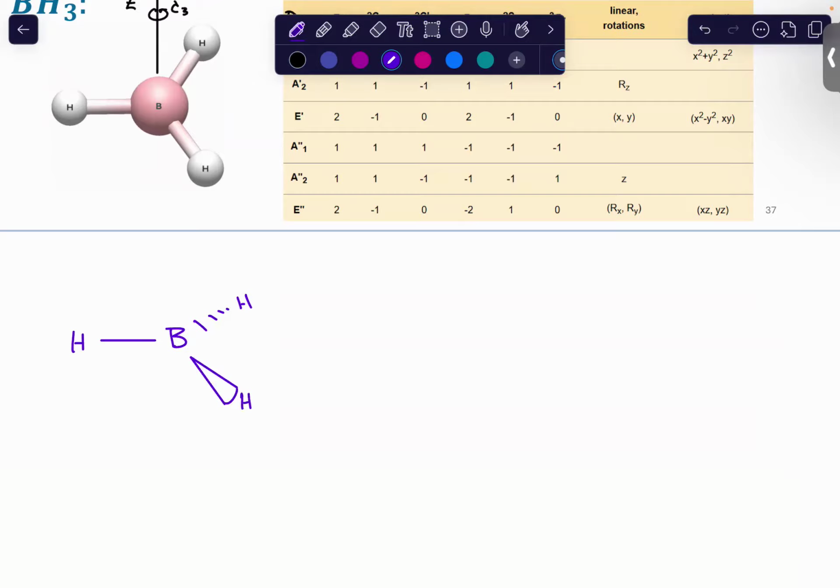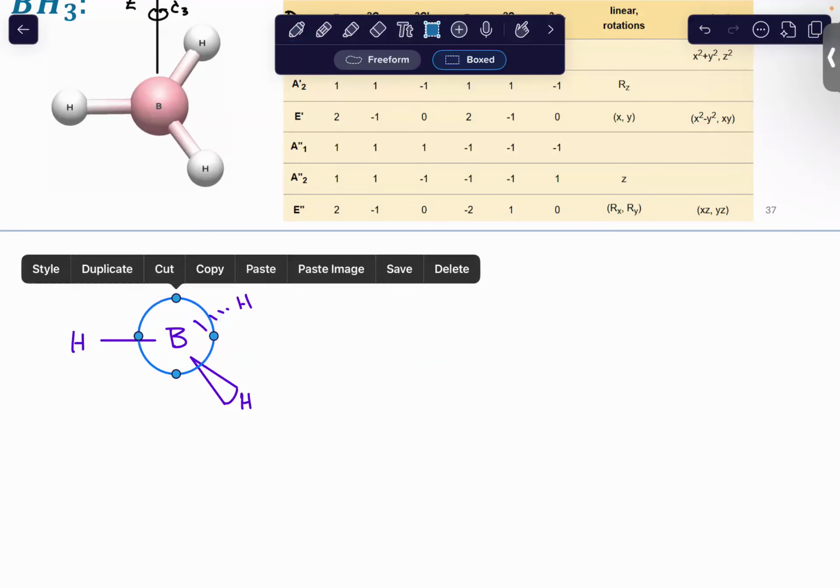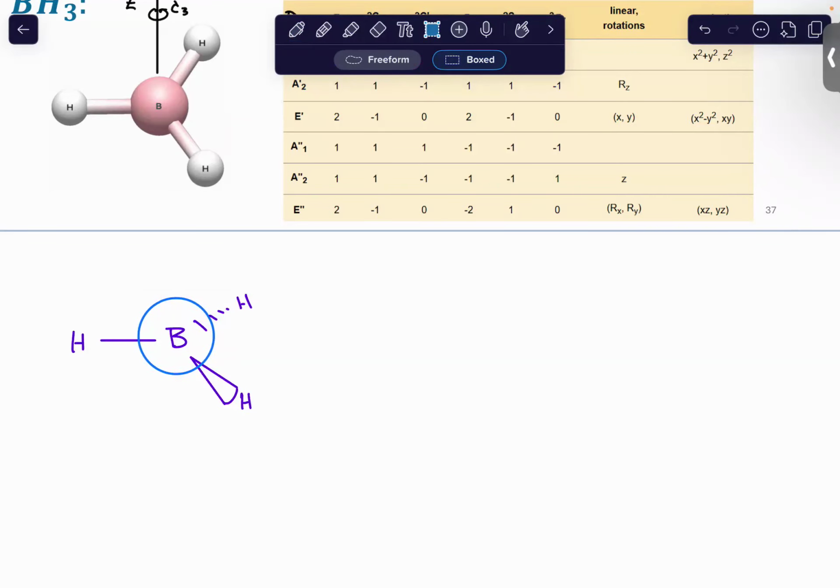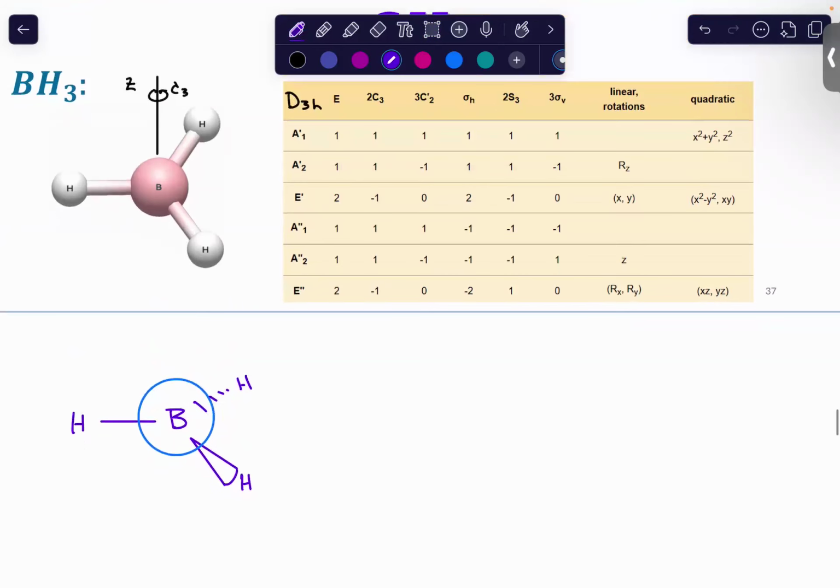Okay, and then I'm going to take and put my s orbital, my 2s orbital, right around boron there. And I start looking at the character table. Okay, so you do this one. What do you think this one is? Look at all of the operations you have up there.